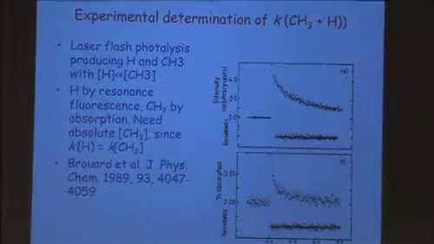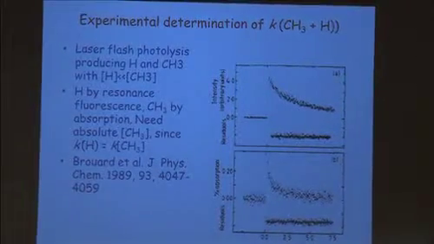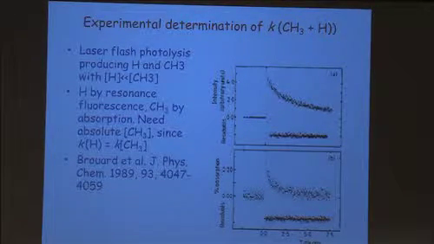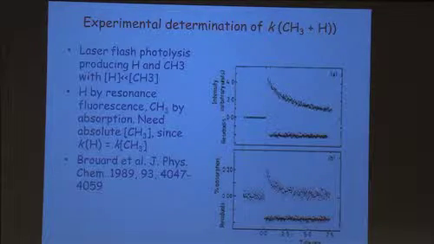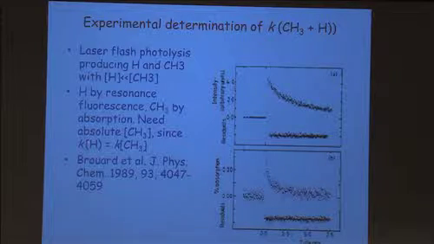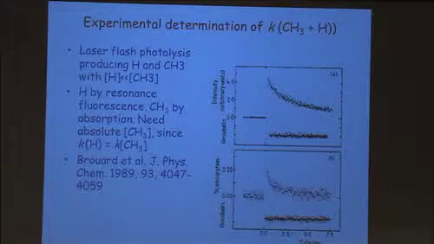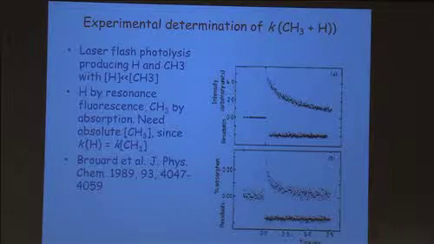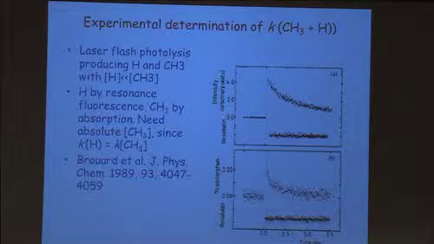And he looked at H by resonance fluorescence, which is rather like laser-induced fluorescence, but older-fashioned and in some ways easier. And CH3 by absorption, because we need the absolute CH3. This is the pseudo-first-order rate coefficient for the reaction of the hydrogen atom, equal to the second-order rate coefficient multiplied by the concentration of CH3. So he needs the absolute CH3 in order to interpret that decay.